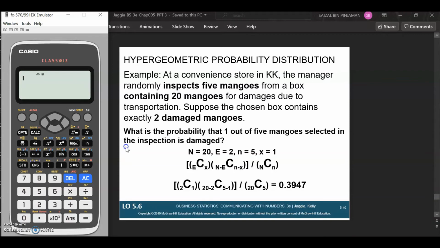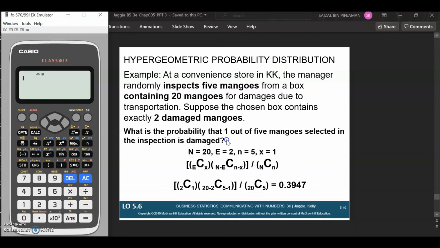We know that based on the question, the number of population is 20 mangoes. So uppercase N is 20. We also know that based on the population, the number of damaged mangoes is 2. Thus, E is equal to 2. From this, we know that success in the probability distribution doesn't simply refer to positive situation. It can also be referring to negative situation, just like what we have in this particular question. So based on the question as well, we know that the number of trials is 5. So lowercase n is equal to 5. And the probability that we want to estimate is 1. Thus, x is equal to 1.